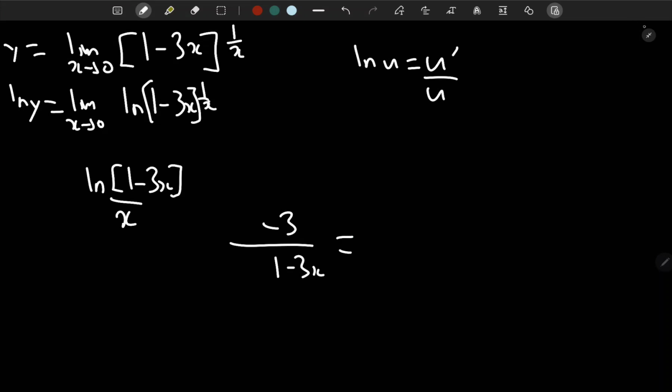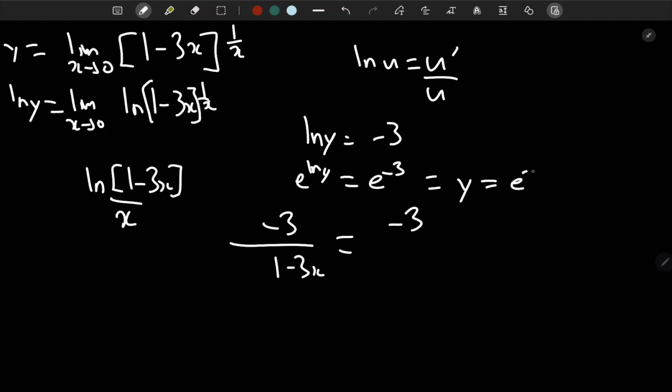So now let's substitute x is 0. So we are going to get minus 3 over 1 minus 3 multiplied by 0, which is 0. And we get minus 3 over 1, which is just minus 3. Now don't forget that ln y is equal to negative 3. So now we need to solve for y. So we need to again take e to the power: e to the power ln y is equal to e to the power of negative 3. And we will get y is equal to e to the power of negative 3.